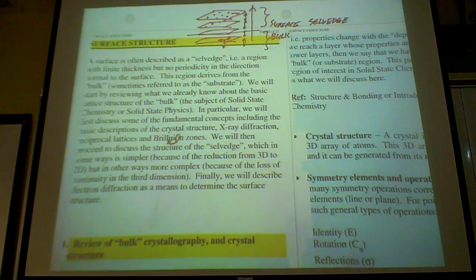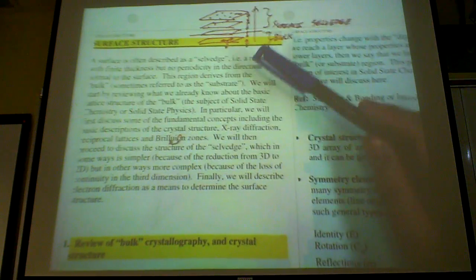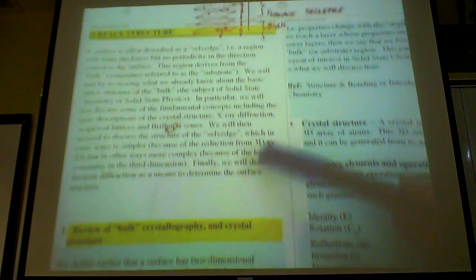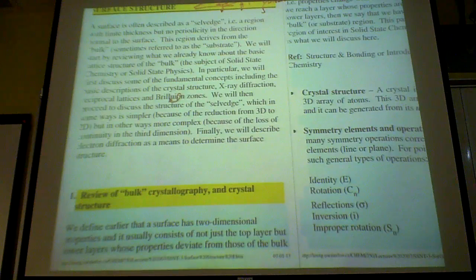Okay, surface reconstruction, a big deal in surface chemistry. And then I mentioned a couple of things here: if you go from 3D to 2D, in some way it is simpler, but in another way it is more complex because of this reconstruction and loss in symmetry in the third direction.